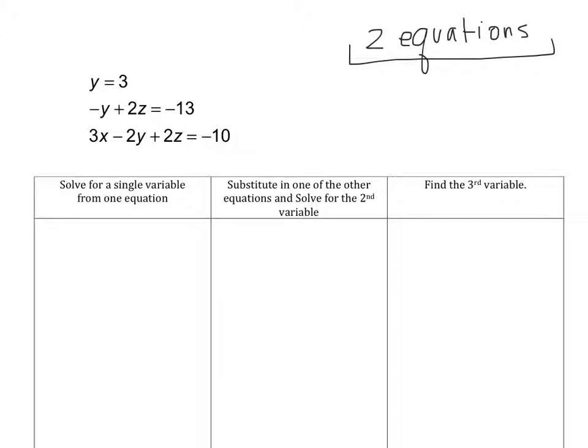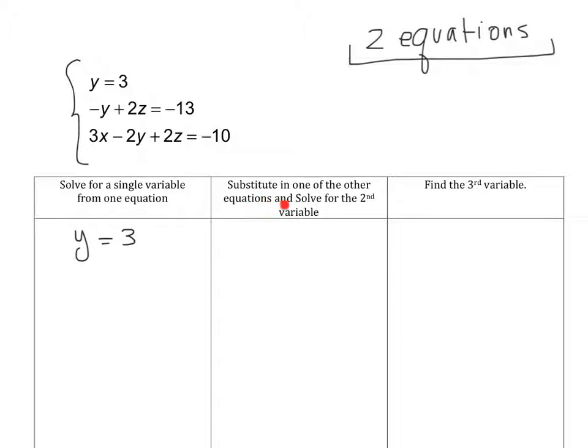So let's go ahead and look at the first example we're going to be working on. Now, yes, they did give you three different equations, but the first one is basically just a mere value for y. So if you take this value and plug it in the second equation, you will only be left with a z. So let's go ahead and try that. So the first thing we're going to do is solve for a single variable from one equation, which is already done for us. y is equal to 3.